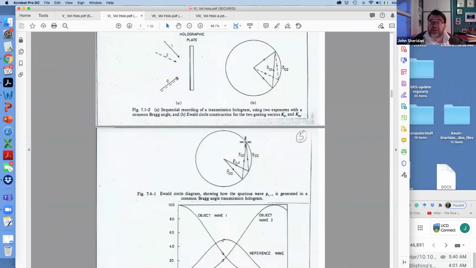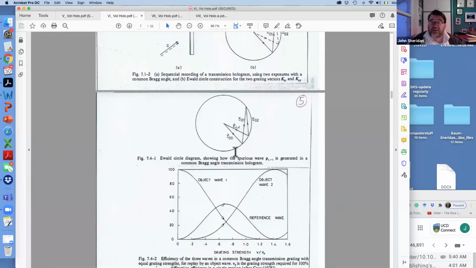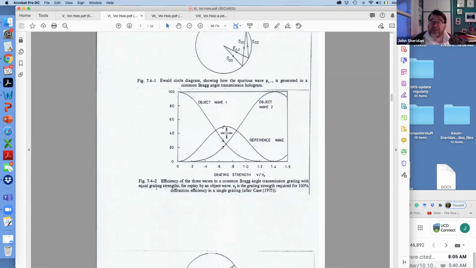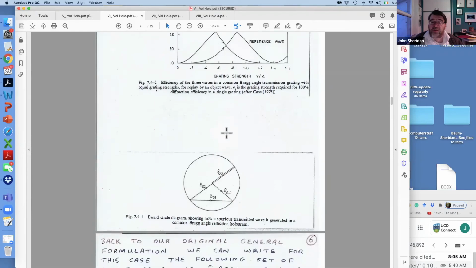We can get scattered to this beam. We can then get scattered to this beam. We can have another beam down here. So we can have multiple scatter effects. So if you've got multiple gratings, you've got the possibility of light being scattered into this, our reference beam, our wave 1 and our wave 2. So direct scatter is going to be important and multiple scatter is going to be important.